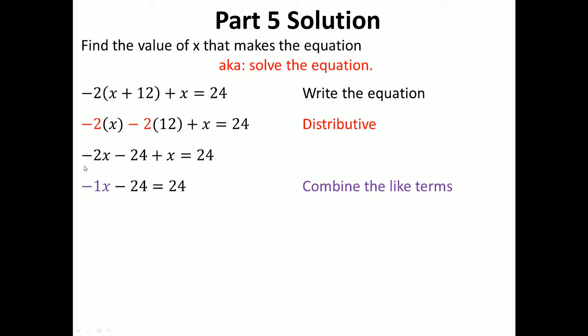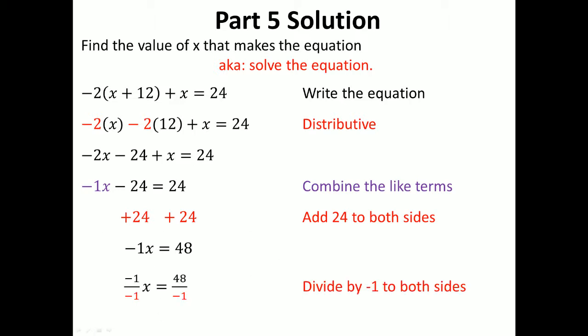Combine the like terms. Negative 2x plus x is negative 1x. Bring down the negative 24. The 24 on the right hand side comes down as well. Add 24 to both sides. Then you should get negative 1x equaling negative 48. Divide by negative 1. You have x equaling negative 48.